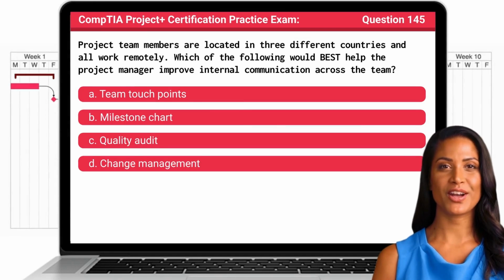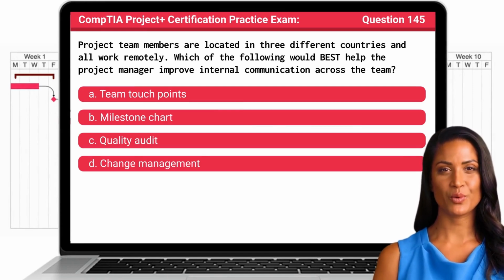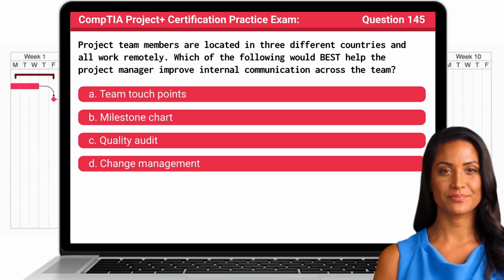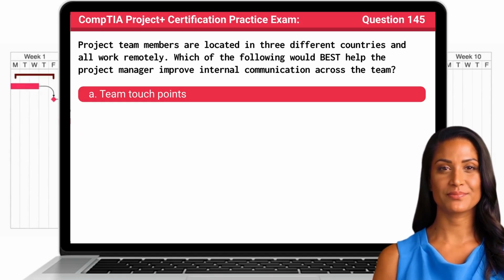Question 145. Project team members are located in 3 different countries and all work remotely. Which of the following would best help the project manager improve internal communication across the team? The answer is A. Team touchpoints.